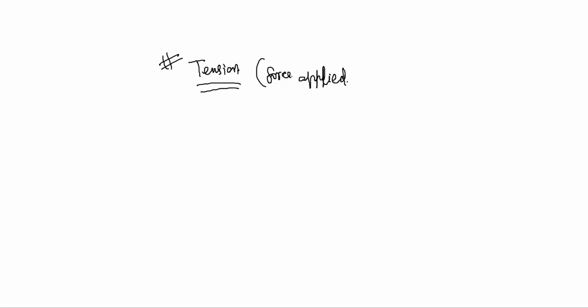Yeah, you froze. Actually, there was some issue. Yeah. Tension. What is tension? Tension is the force applied by the tight string or tight rope. This is the force applied by the tight string or tight rope. Is this okay? Loose string cannot apply tension.